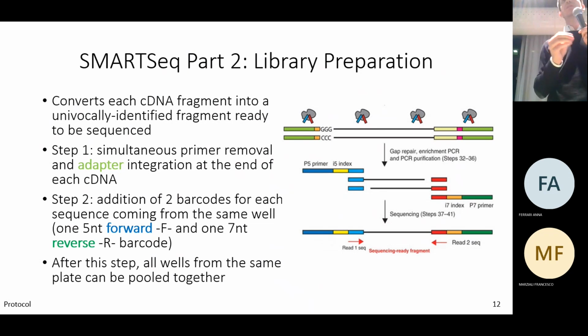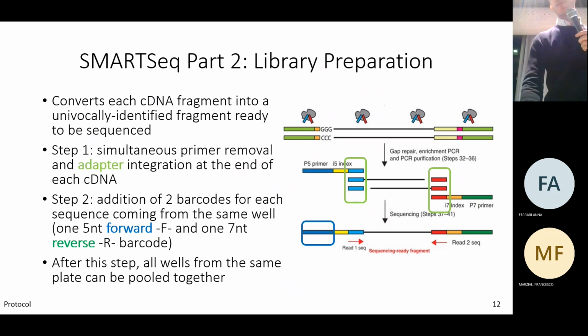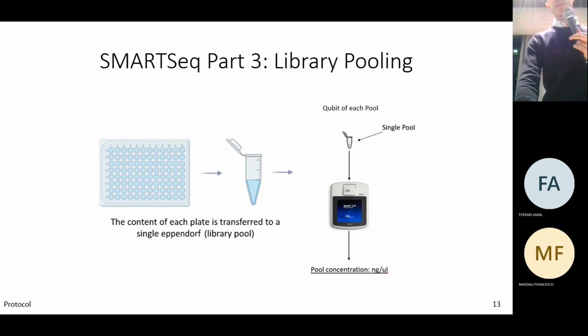You need to make them very specific. You need to add a tag that tells you, okay, all these transcripts come from these specific cells. So what do you do? First, to these DNA molecules, you add adapter nucleotide sequences, and then you add first a forward primer of 5 nucleotides and then a reverse primer of 7 nucleotides. Now you can merge all the RNA fragments together because you know that they are tagged. They are very specific and you know where they come from. So this is what I did.